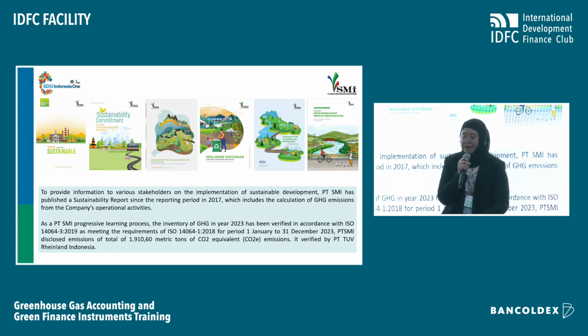PTSMI has published a sustainability report since the reporting period in 2017, which includes the calculation of GHG emissions from the company's operational activities. And then, as part of PTSMI's progressive learning process, the GHG inventory for the year 2023 has been verified in accordance with ISO 14064. From that calculation, we disclose that the total emission PTSMI produced is 1,910 metric tons of CO2 equivalents.